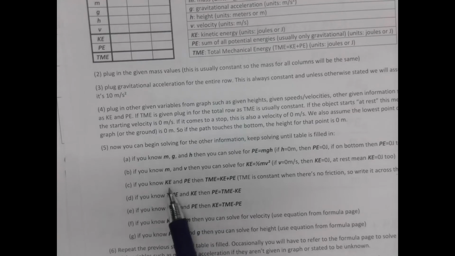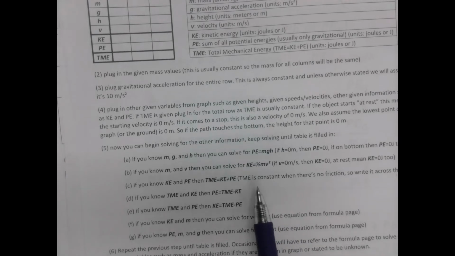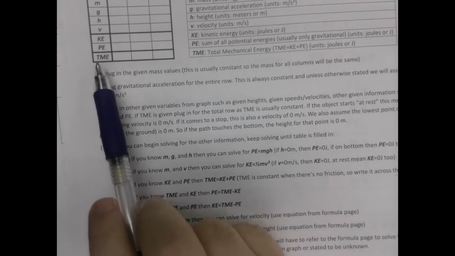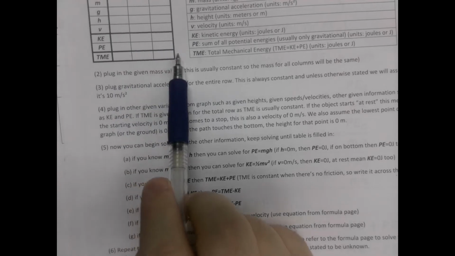If you know kinetic energy and potential energy, total mechanical energy is just the sum of both of them. I'm also not going to be giving you this. This is all going to be learned by practice. Total mechanical energy in the absence of friction is constant. So the moment you solve for TME, total mechanical energy, you write it across the entire row.